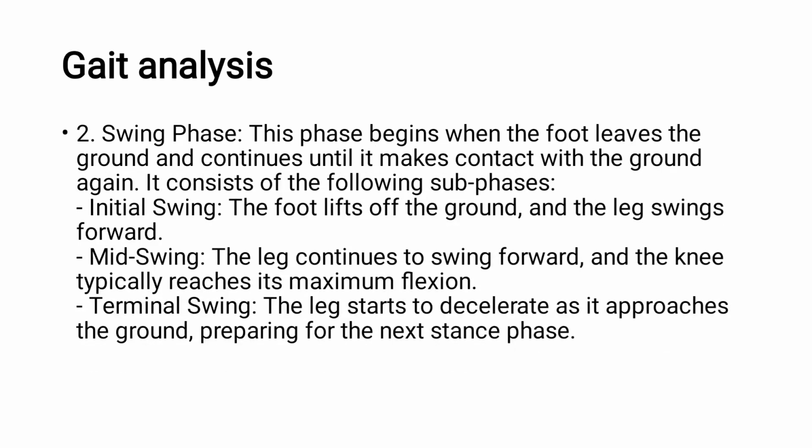Swing phase begins when the foot leaves the ground and continues until it makes contact with the ground again. It consists of the following subphases. First is initial swing, where the foot lifts off the ground and the leg swings forward. Then mid swing, where the leg continues to swing forward and the knee typically reaches its maximum flexion. Then terminal swing, where the leg starts to decelerate as it approaches the ground, preparing for the next stance phase.